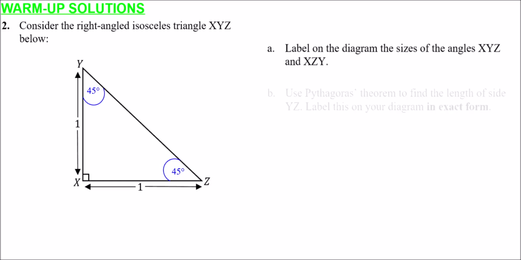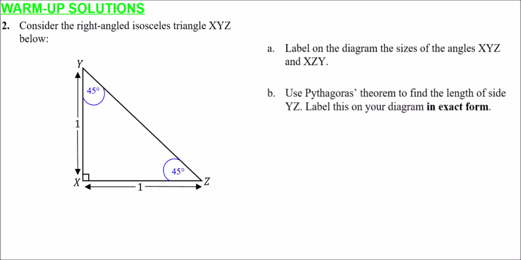The next step is we can now use Pythagoras to find the length of side YZ, and that can be labelled on the diagram and left in exact form. So YZ all squared is going to be the length of this side squared plus the length of the other side squared. 1 squared plus 1 squared is 2. Square root both sides. Therefore, the length of YZ is going to be root 2. So that can be labelled on like this.